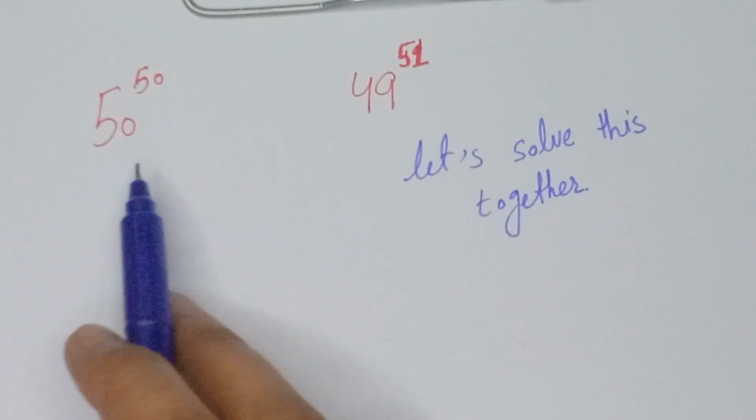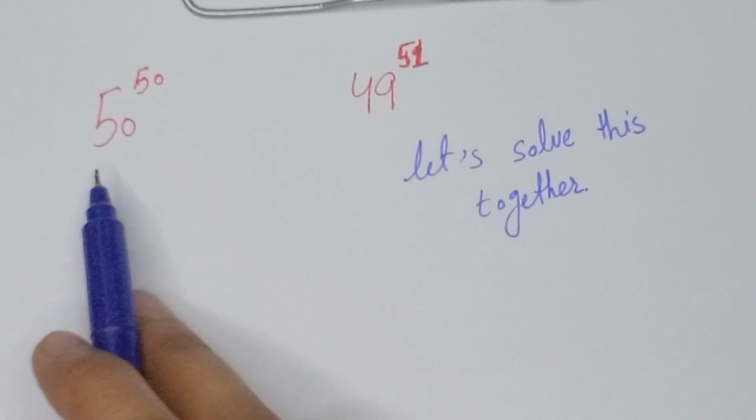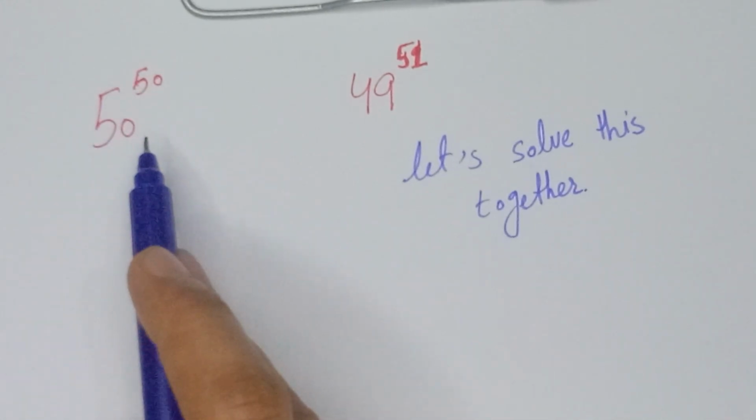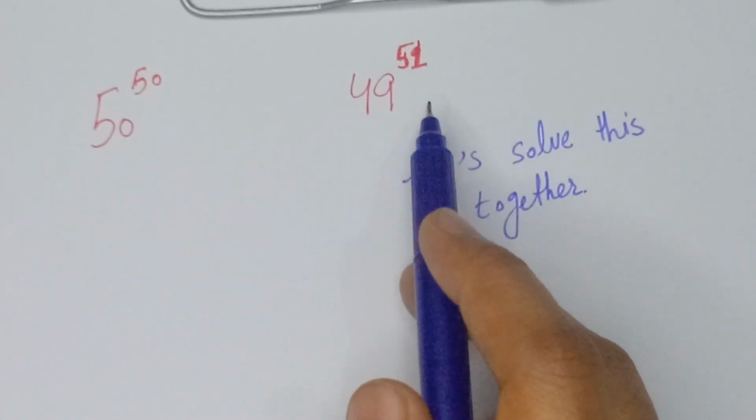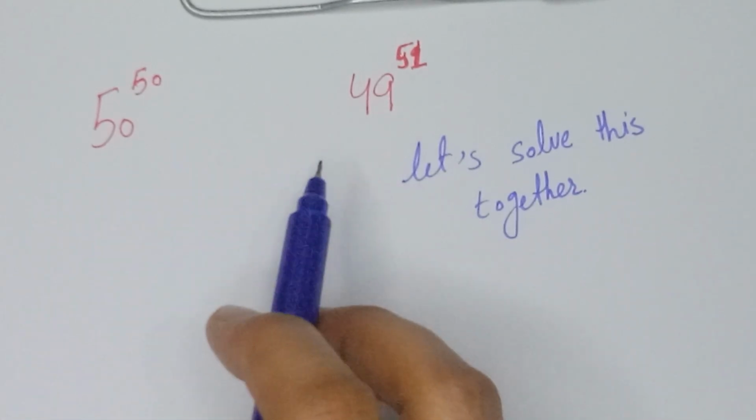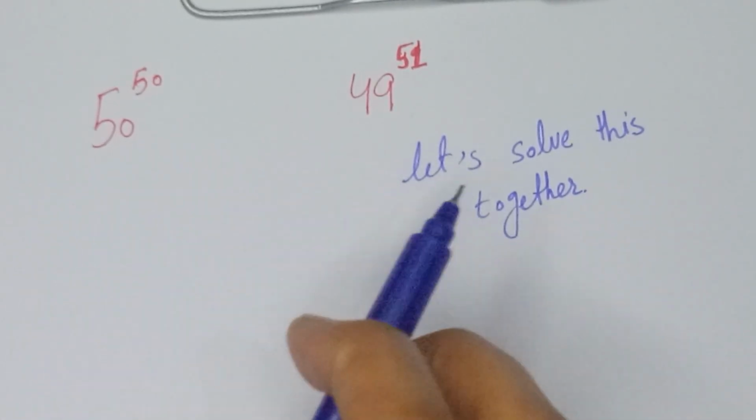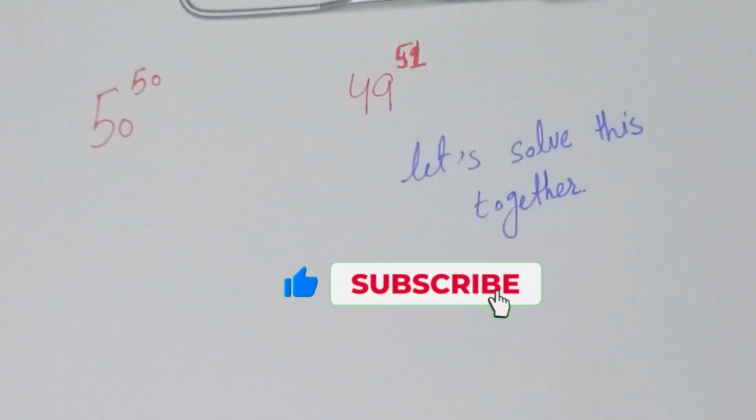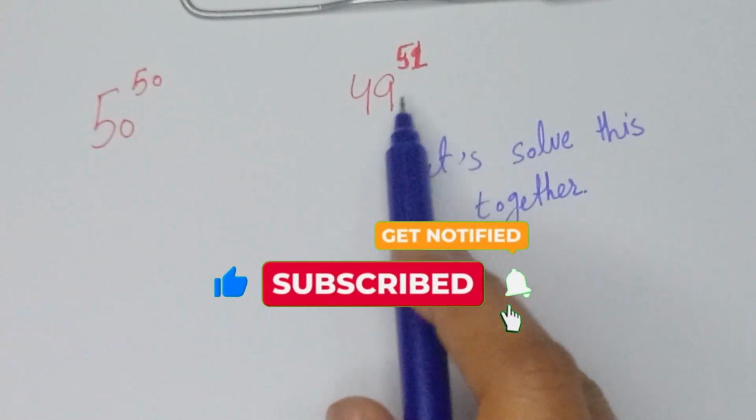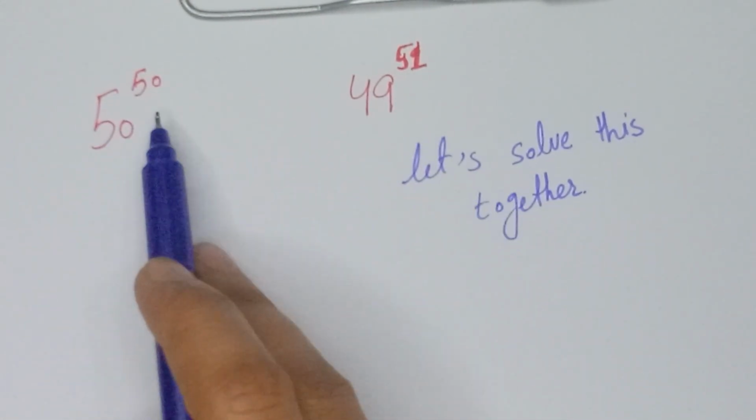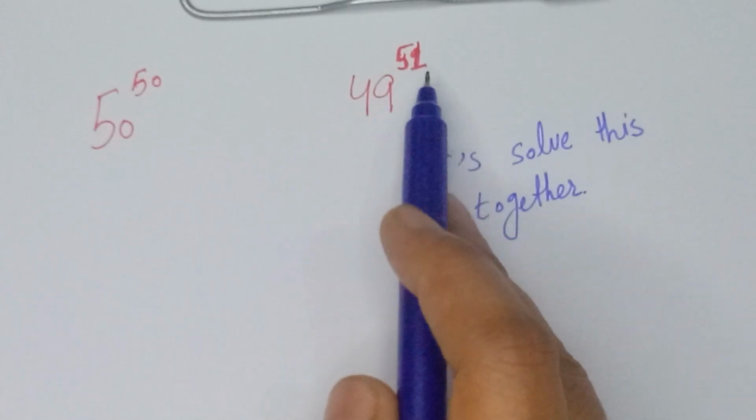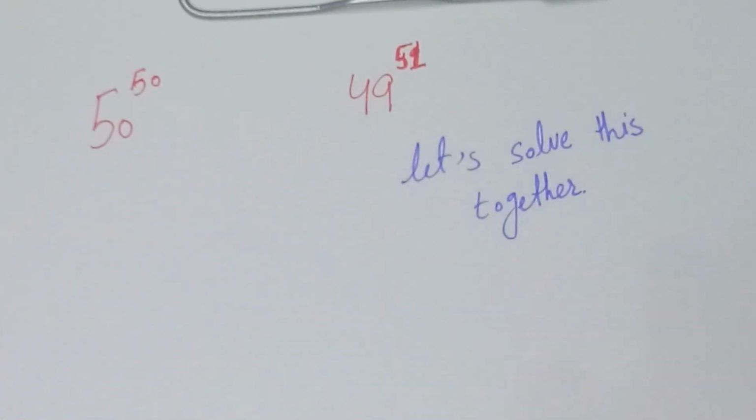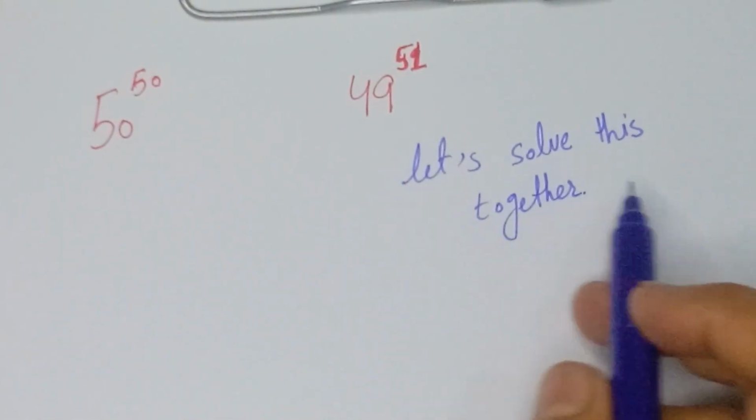Today we are going to solve this problem. Which side is larger? 50 to the power of 50 or 49 to the power of 51? This question is really beautiful, but the numbers are crazy. You can say 49 power 51, like 49 plus 1 is 50 and 50 plus 1 is 51. So there is something kind of closer here, but we have to get it out. So let's solve this together.